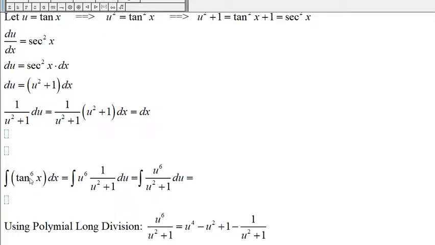The integral of tangent of x to the sixth. Tangent of x is u, so we get u to the sixth. dx is 1 over u squared plus 1 du. And now we get u to the sixth divided by u squared plus 1.